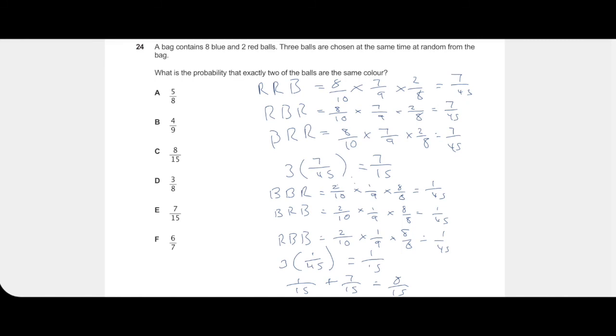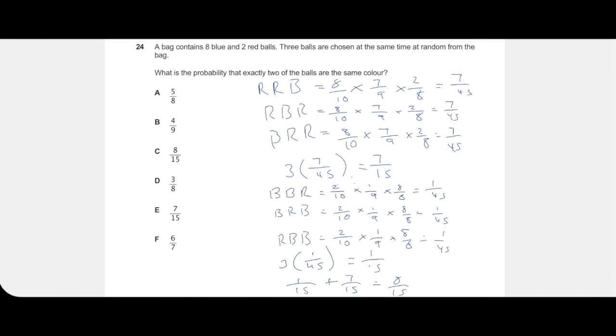So 3 times 7 over 45 is equal to 7 over 15. The reason why I did 3 times 7 over 45 instead of writing out 7 over 45 plus 7 over 45 plus 7 over 45 is because it's just quicker to do. So we've now got the probability of red, red, blue, red, blue, red, and blue, red, red. That's equal to 7 over 15.